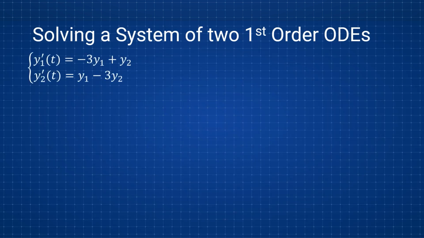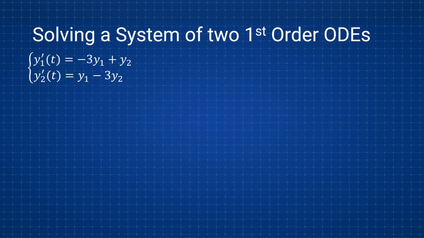So the example that we have here, let's say we were given this. We have y1 prime, as a function of t, is equal to -3 y1 plus y2, and y2 prime, also a function of t, equals y1 minus y2. All right, so this is basically the system that we need to solve.